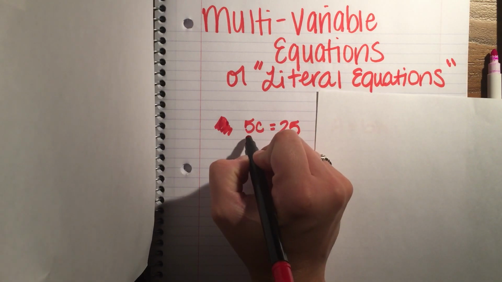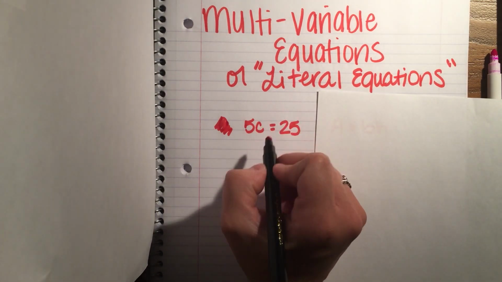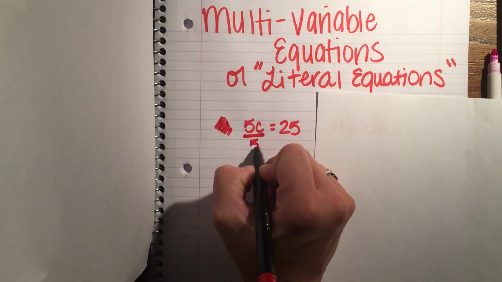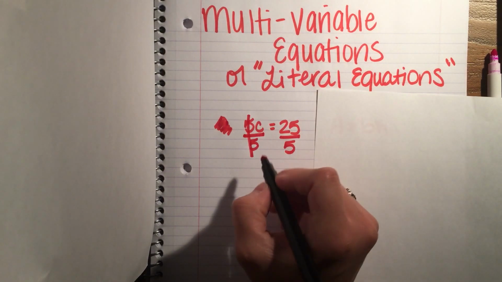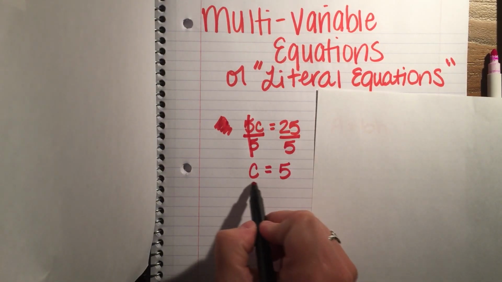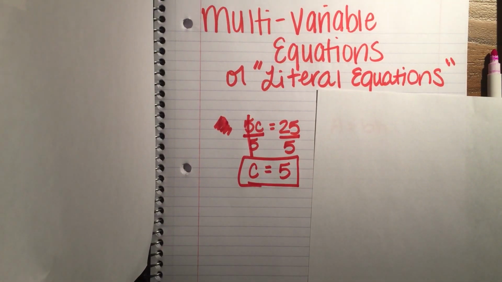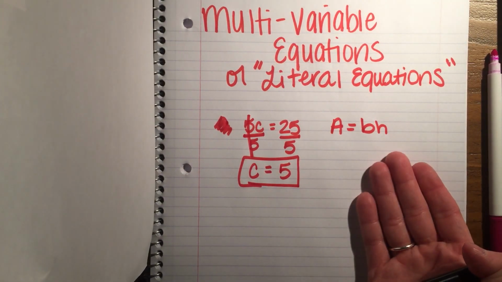My one step is to take 5 times c and isolate c so it's by itself. I will do that by division. So 5 divided by 5 is 1, so we're left with c equals 5. Pretty simple. Now let's look at a problem with all variables.